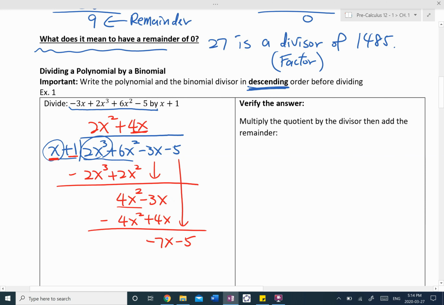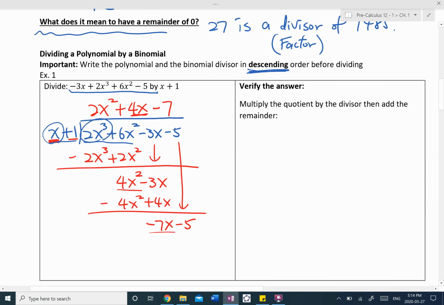Again, we need to think about what we need to multiply with x so we can get negative 7x right here, which is, I guess, negative 7, because x times negative 7 will give us negative 7x. We have positive 1 times negative 7, which is negative 7. And again, we need to subtract them. That's negative 7x minus negative 7x, that's 0. We have negative 5 minus negative 7, which is positive 2.